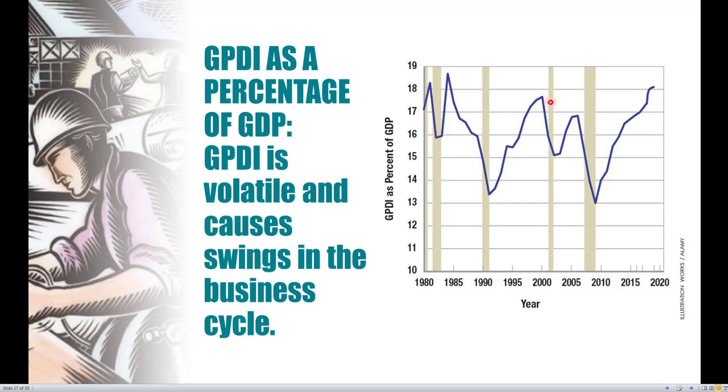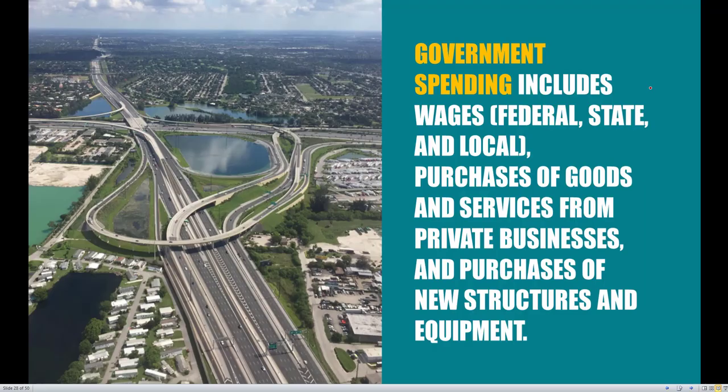And this chart, this graph right here illustrates this fact. Anytime we have a recession, what do we notice about GPDI as a percentage of GDP? We see very steep drops in GPDI as a percentage of GDP. So essentially, when times are bad, investment goes down. But when times are really, really good, like they were in the past decade, we notice that investment tends to creep up.